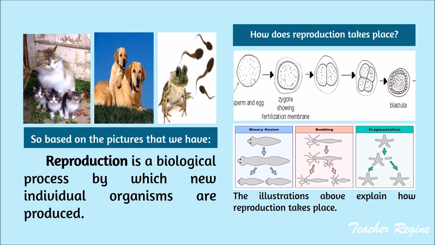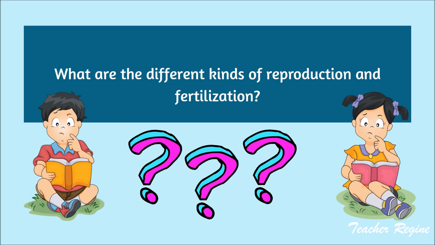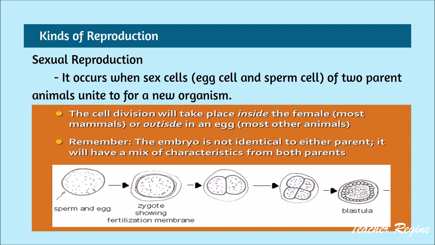What are the different kinds of reproduction and fertilization? Kinds of reproduction. Sexual reproduction. It occurs when sex cells, egg cell, and sperm cell of two parent animals unite to form a new organism. The cell division will take place inside the female, most mammals, or outside in an egg, most other animals. Remember, the embryo is not identical to either parent. It will have a mix of characteristics from both parents.